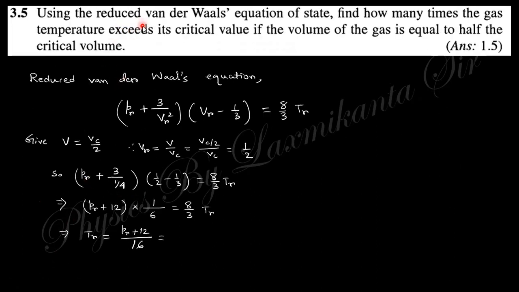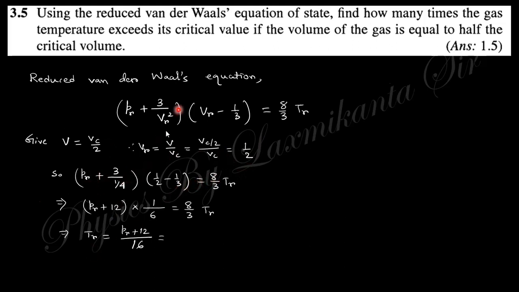Using the reduced van der Waals equation of state, find how many times the gas temperature exceeds its critical temperature. That means you need to find out Tr, which is T by Tc, if the volume of gas is equal to half the critical volume, that means volume is nothing but Vc by 2, right? So Vr equals half, you need to find out Tr.